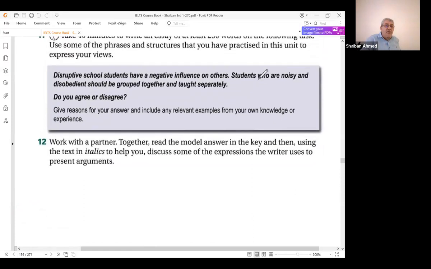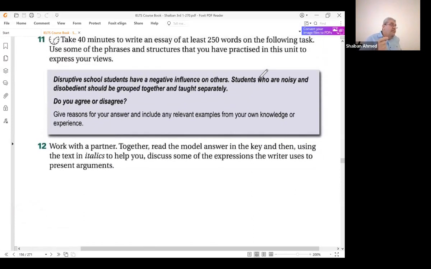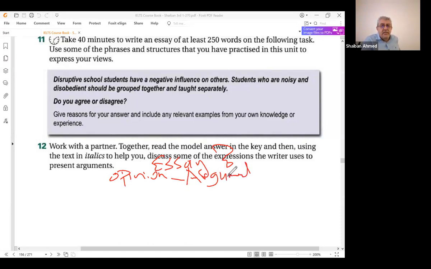Now look at the question. What is the topic? What is the task? What is your position, opinion? So the strategy is like that. First, the essay. What kind of an essay is this? Is it opinion, argument, or problem solution?